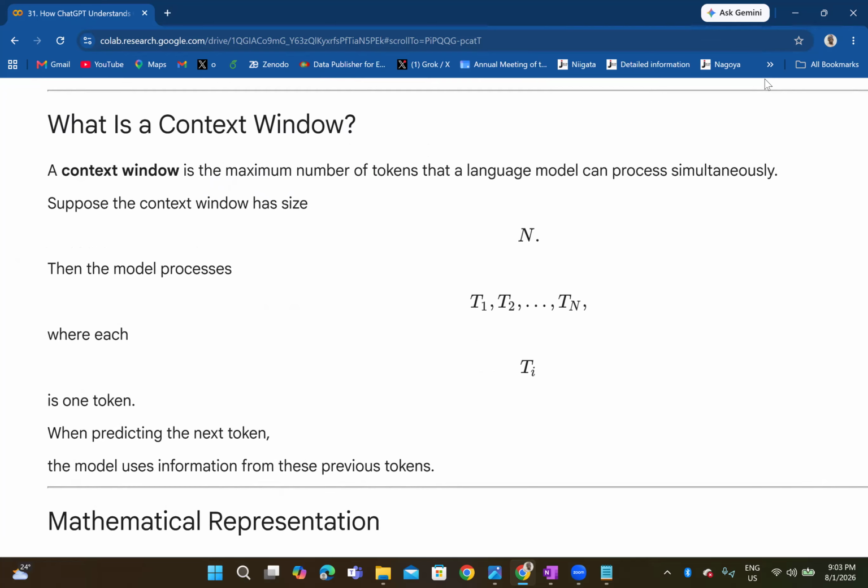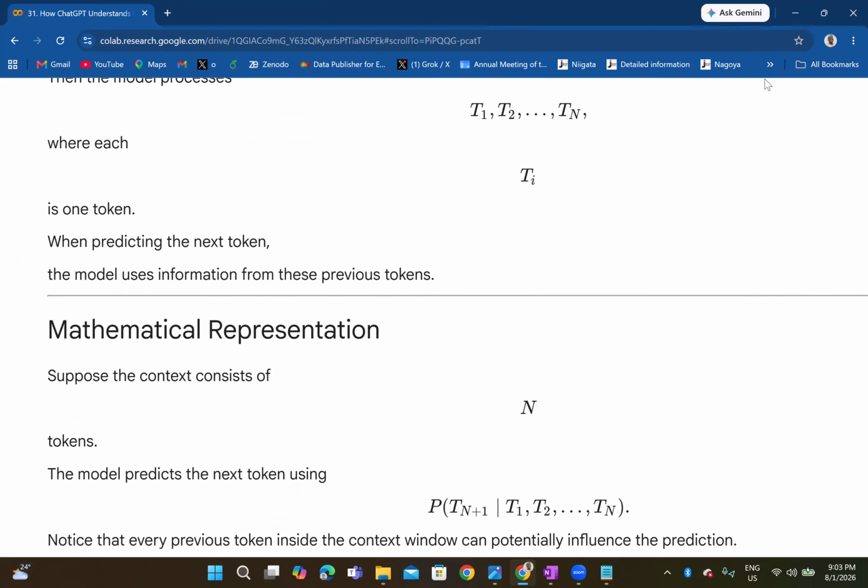Suppose the context window has size n. Sometimes if you prompt ChatGPT, it tells you that all your responses cannot come out at once, so it gives it to you in batches. Each batch it gives you is like a context window. Then the model processes tokens T1, T2, up to Tn, where each Ti is one token. When predicting the next token, the model uses information from the previous tokens.